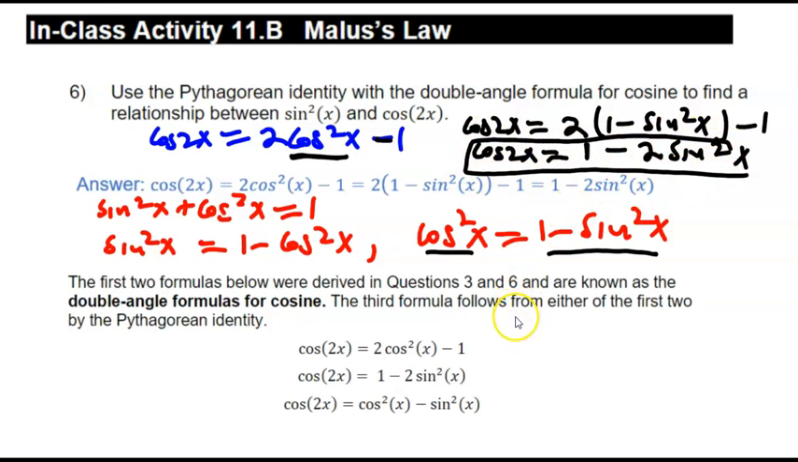By similar reasoning, we can prove that cos 2x is equal to cos squared x minus sine squared x. All we are going to do is replace this sine squared x by 1 minus cos squared x, and you will get your answer. I want you to try that.